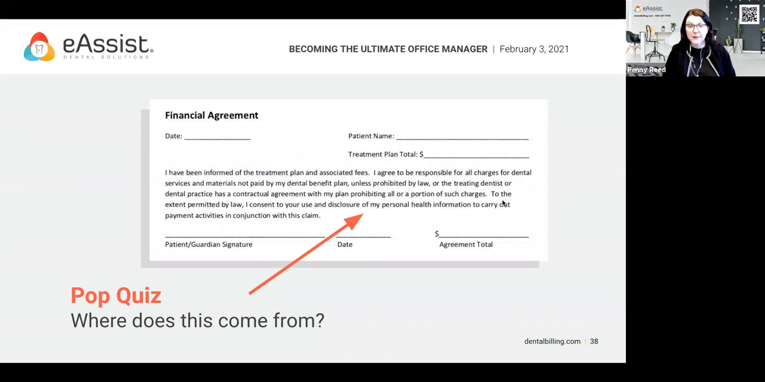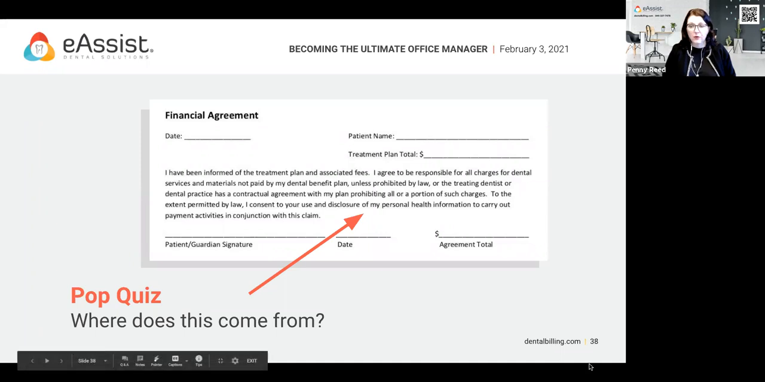A lot of the times they may not realize there's a difference, but this paragraph: I have been informed of the treatment plan and associated fees for all charges for dental services and materials not paid by my dental benefit plan unless prohibited by law, or the treating dentist or dental practice has a contractual agreement with my plan prohibiting all or a portion of such charges. To the extent permitted by law, I consent to your use and disclosure of my personal health information to carry out payment activities in conjunction with this claim.